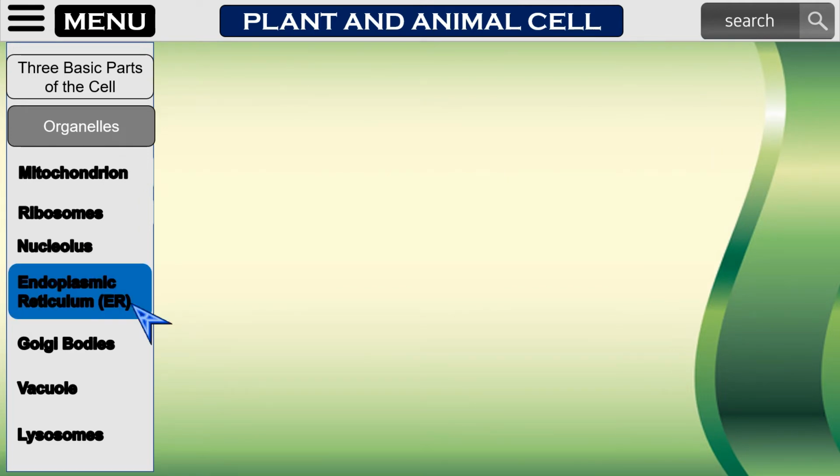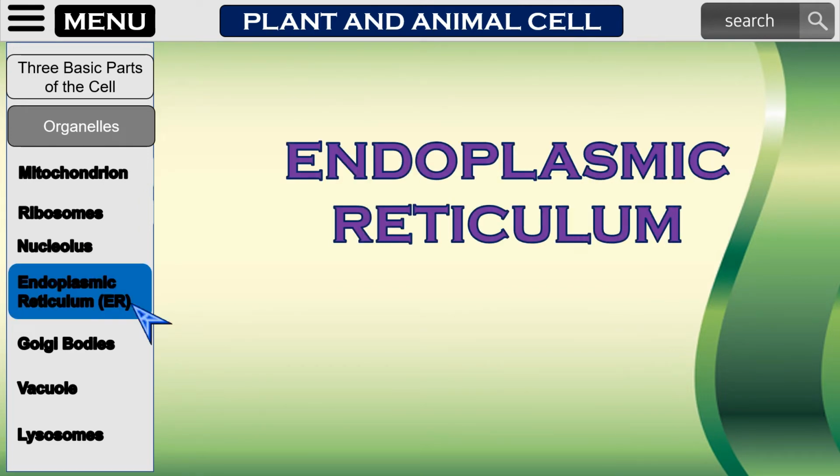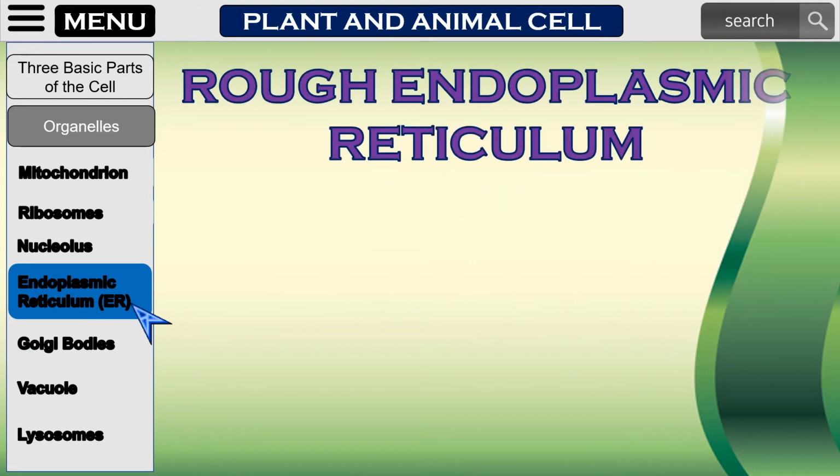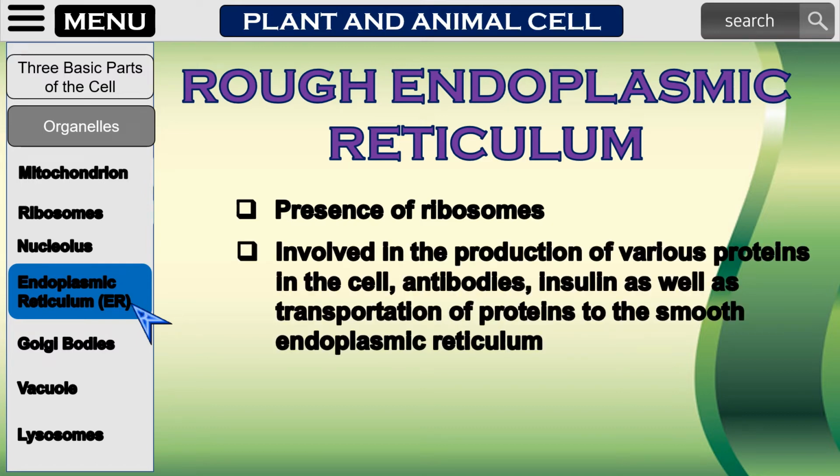Another organelle of the cell is the endoplasmic reticulum. There are two types of endoplasmic reticulum, the smooth endoplasmic reticulum and the rough endoplasmic reticulum. The rough endoplasmic reticulum is named so because it appears rough because of the presence of ribosomes. The rough endoplasmic reticulum is involved in the production of various proteins in the cell, antibodies, insulin, as well as transportation of proteins to the smooth endoplasmic reticulum.